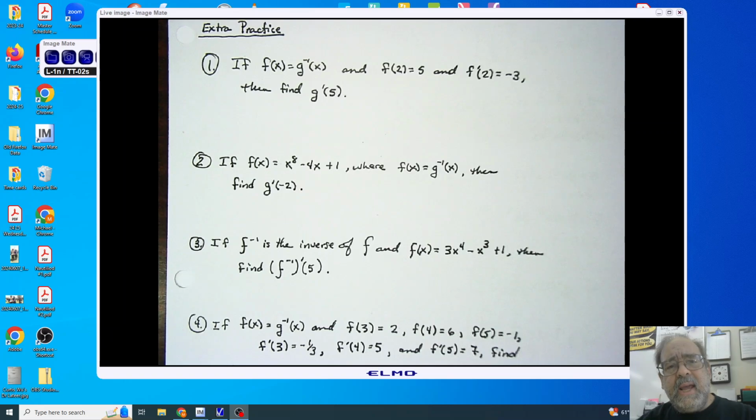Today I'm going to be taking a look at the reciprocal of the derivative of the inverse at b, which is how we find derivatives of inverse functions. And I've got a few problems here that we're going to go through. There are 4 of them.